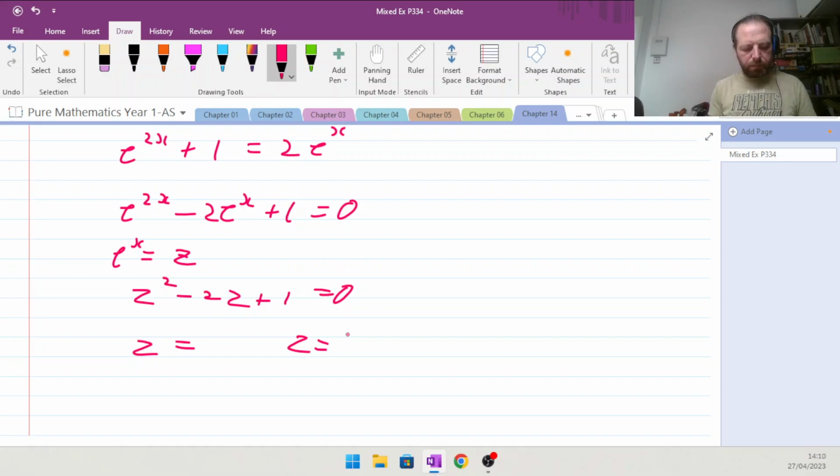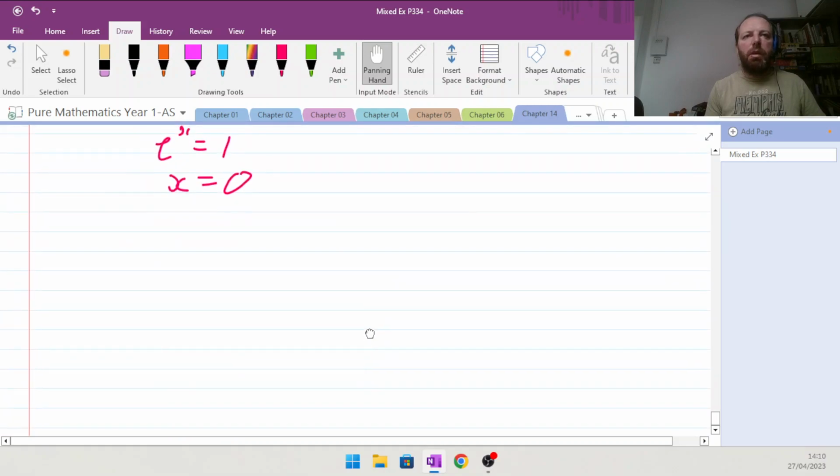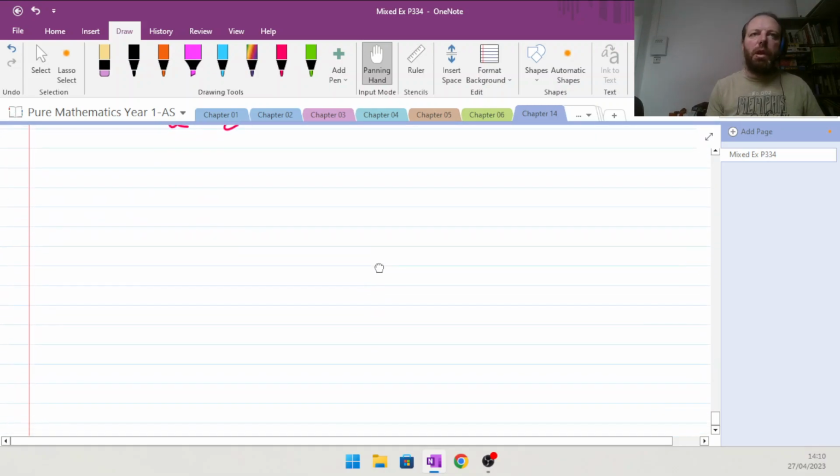Calculator time. Polynomials. Okay, where are we at? 1 minus 2 and 1. And so the answer is z equals 1 and z equals 1. So what we've got is basically e to the x equals 1, which makes x equal to 0, because e raised to the power of 0 is 1.